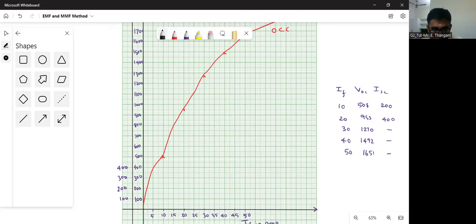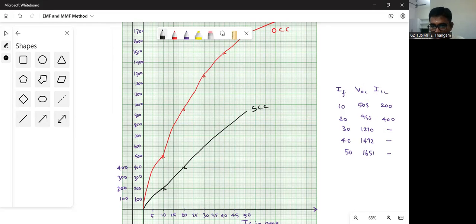For 10 amps field current, your short circuit current is 200. This is the first point. Then for 20 amps it is 400. This is your second point. So these 2 points give us a straight line. With the help of a scale also we can draw. This is your short circuit current.